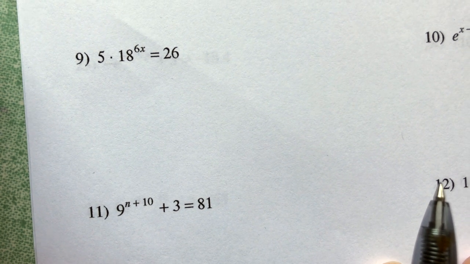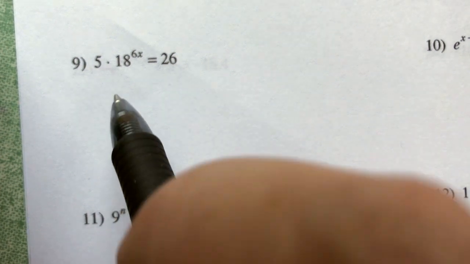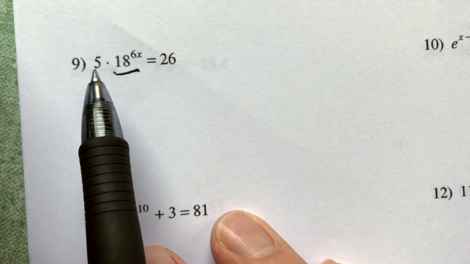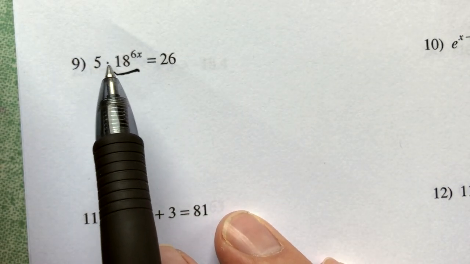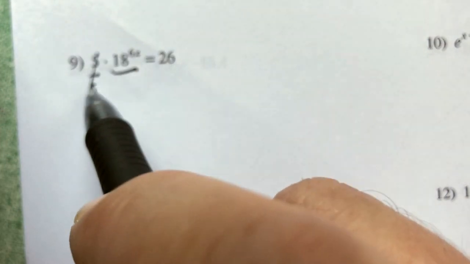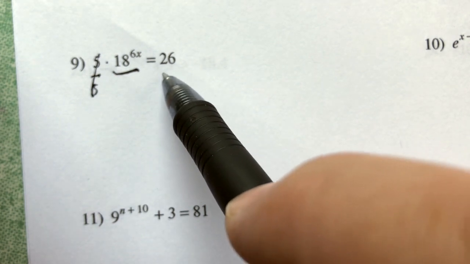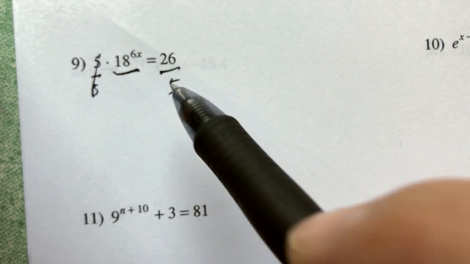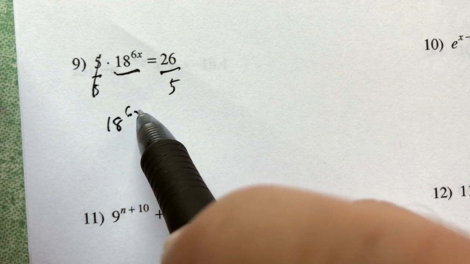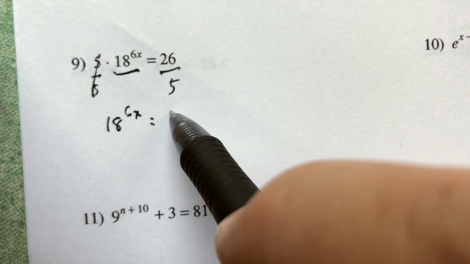Now, we can't start using logs or any of those tricks until this exponential piece is all by itself, right? It can't have this 5 in the front. So we just go back to our normal algebra canceling stuff, and we can cancel that with division. So I can divide 5 by 5, and I can divide 26 by 5. And so that's going to give me 18 to the 6x equals 5.2.